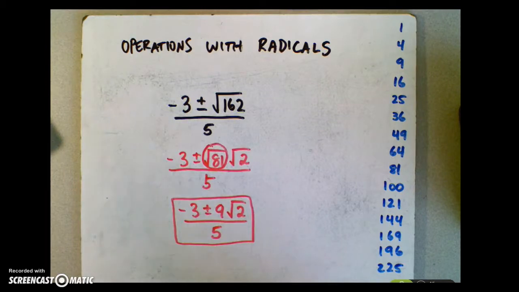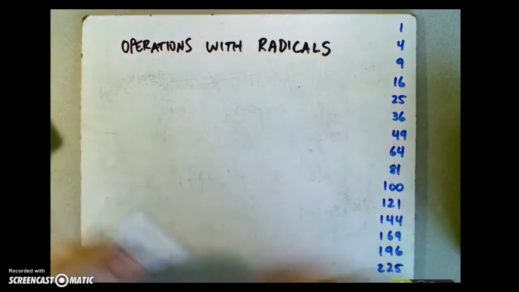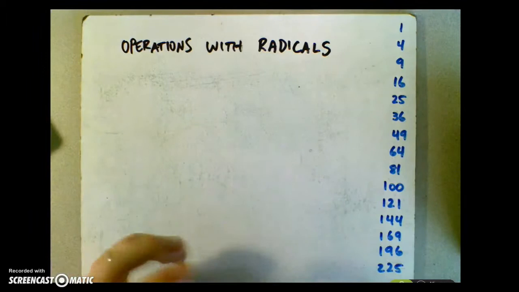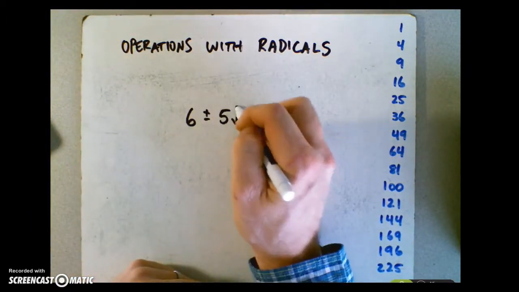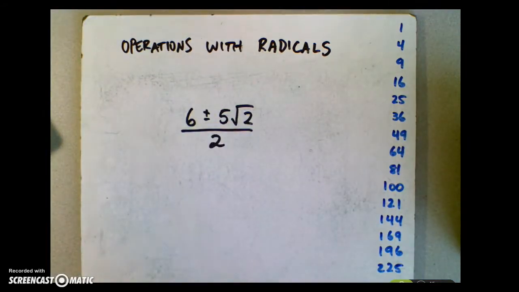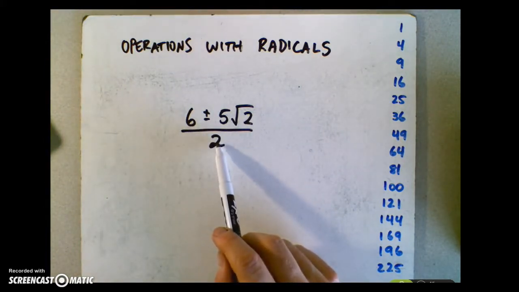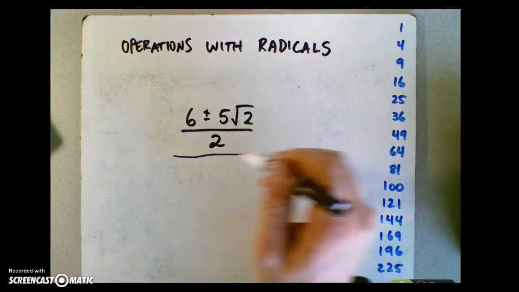The rule here is they either both get reduced or neither get reduced. So here's what I mean by that. Let's just say, for example, I'm just making this up, let's say that you had 6 plus or minus 5 radical 2 over 2. Here's what I want you to notice. Notice that 6 could reduce with 2, but 5 doesn't. Because the 5 doesn't, this would be your answer.